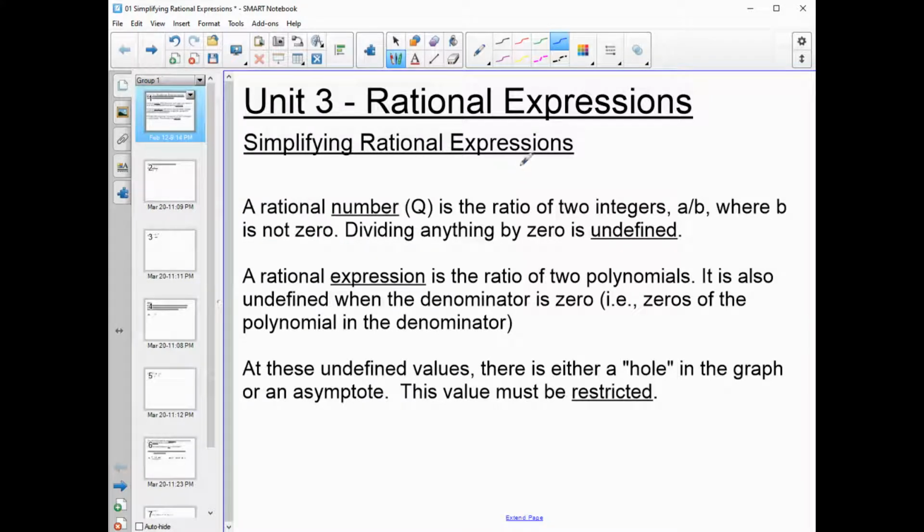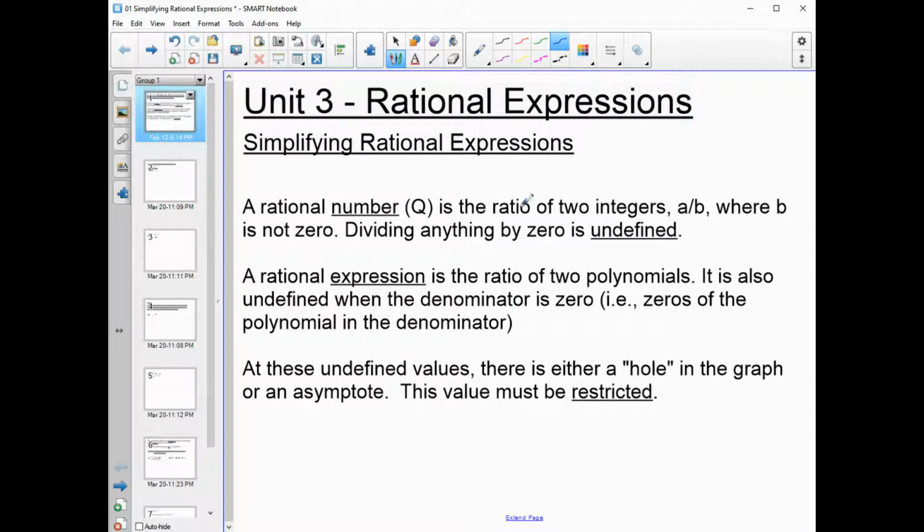For this lesson, which begins our new unit on rational expressions, we're going to take a look at what we mean by rational expressions, draw a parallel to something that you should be familiar with before, which is a rational number, and we're going to talk about the idea of restrictions.